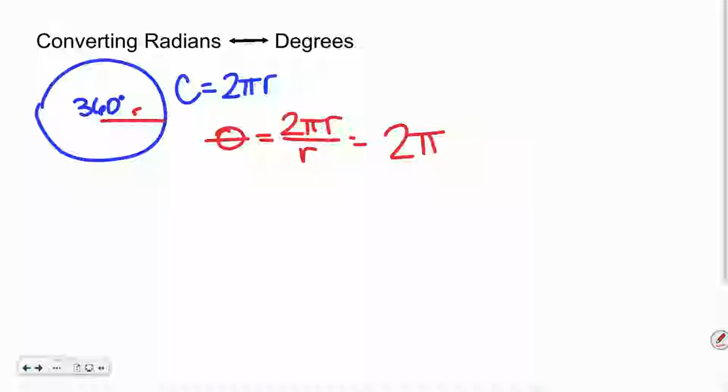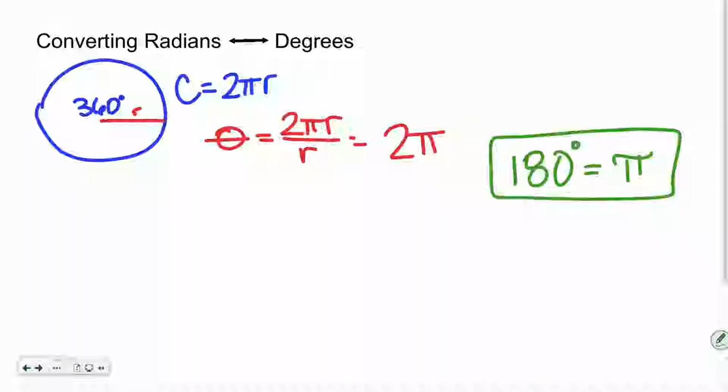Or, cut that in half: 180 degrees is the same as pi radians. That is going to be what is going to help you convert from radians to degrees or from degrees to radians. So we're going to flash back to science class for a little bit here.